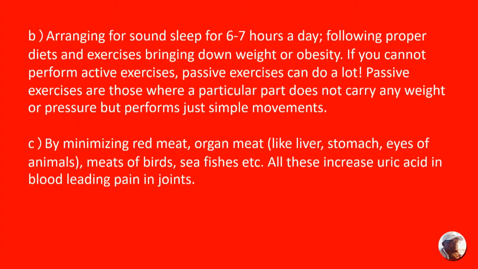C. By minimizing red meat, organ meat like liver, stomach, eyes, animal meats, meats of birds, sea fishes, etc. All these increase uric acid in blood, leading to pain in joints. D. Taking water 2 to 2.5 liters per day.